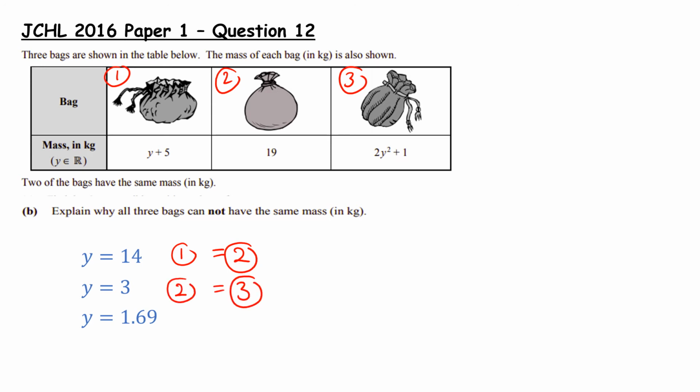So if we wanted this first bag to equal 19 and the third bag to equal 19, it'll require different y values. Because they can't all equal the same amount with the same y, this cannot be the case. So the simplest way to explain it is because each value of y is different. We would need a single y that could make them all the same, but that's not the case. Each value of y is different.